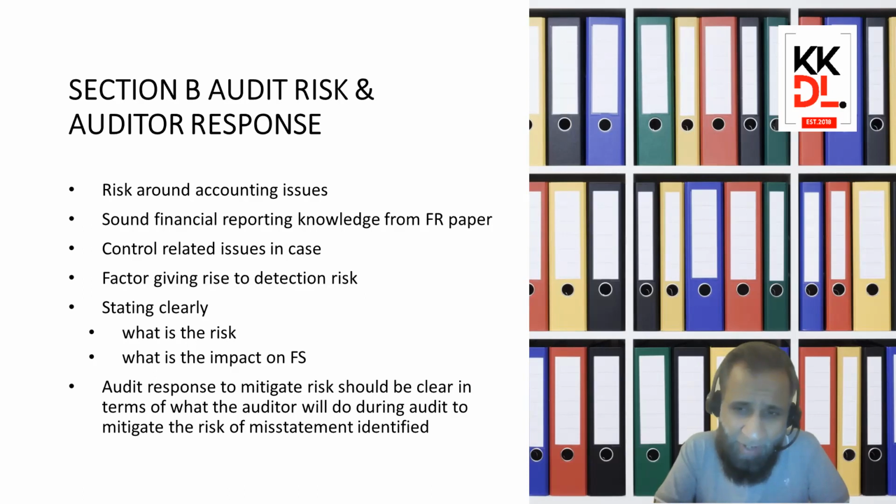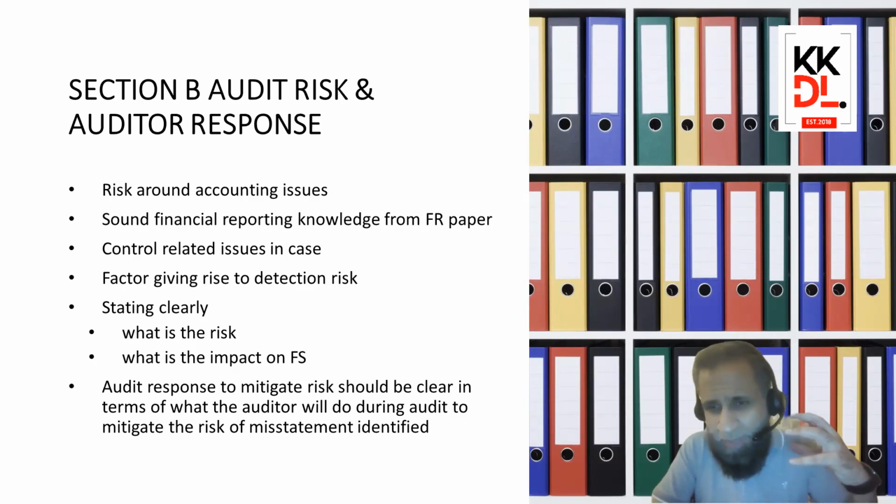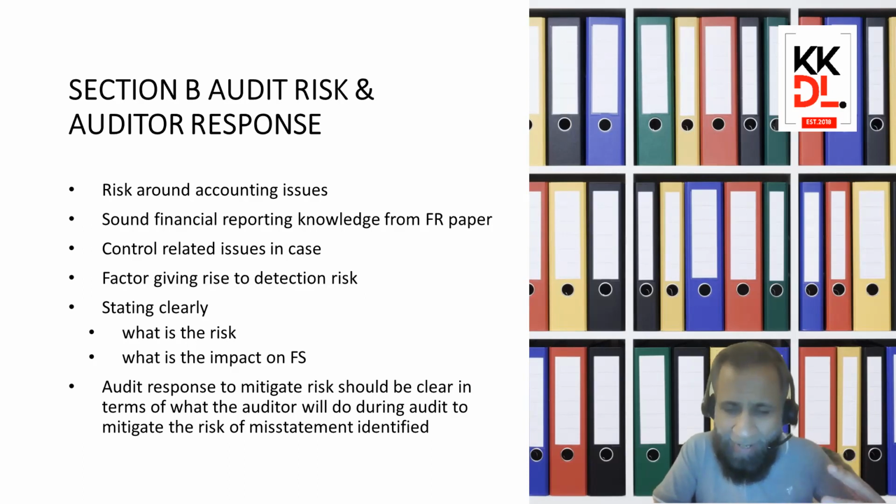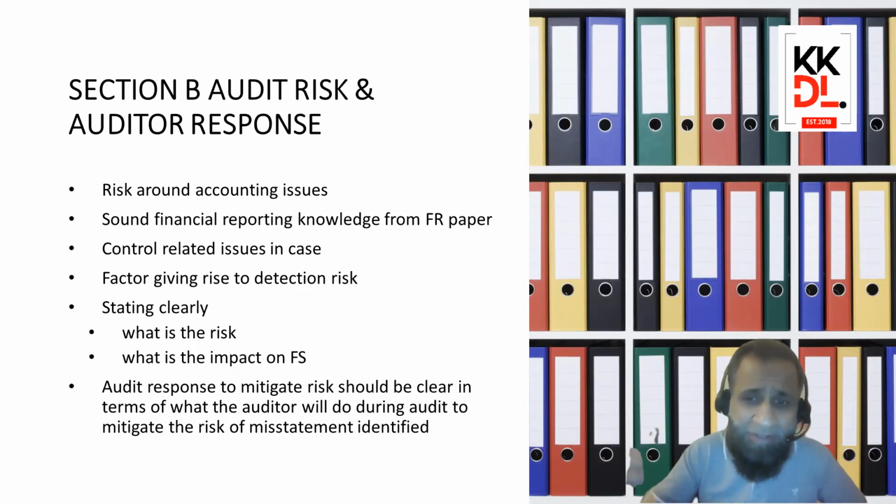We know that the knowledge coming from the FR paper in terms of accounting really helps you in the AA paper, because you can easily pick up the wrong accounting treatment, or you can easily identify what is wrong in the treatment or what may go wrong in the treatment, and you can easily pick out the risk.